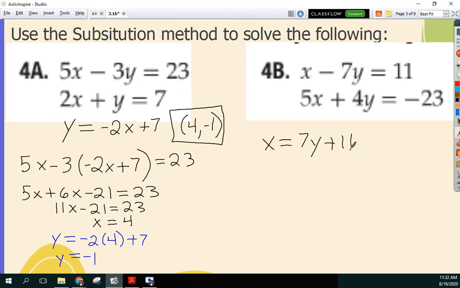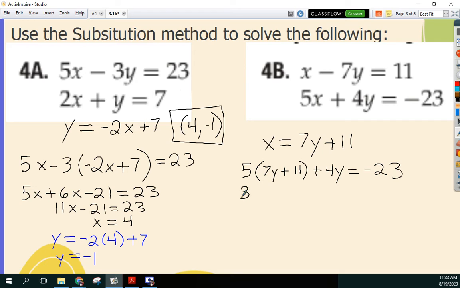So I solved for one of my variables. Now I need to plug that expression into the other equation. So this time we use the first equation in order to solve for x. So that means that I need to plug it into the second equation in order to solve for y. So plugging it in, again, we have a multi-step equation, which is okay.